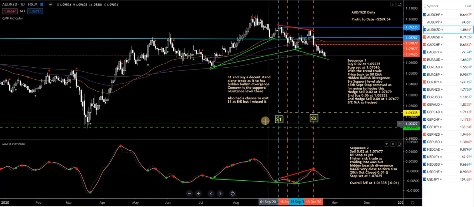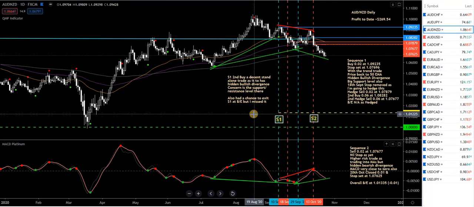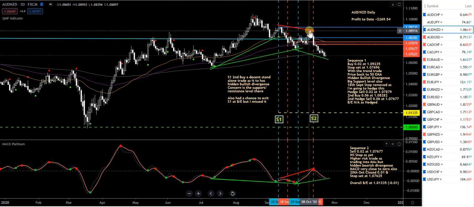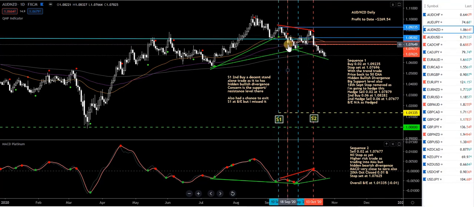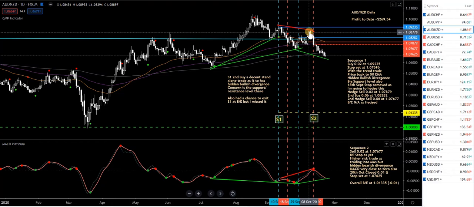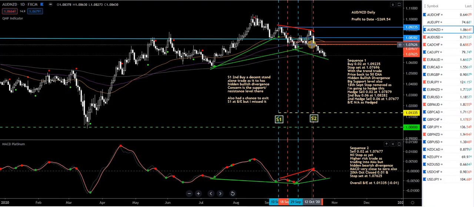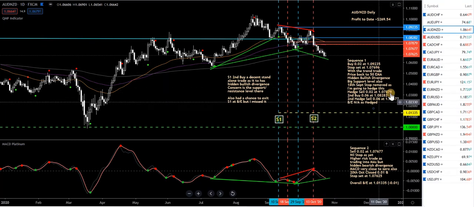Aussie New Zealand. Now this is one I'm in a couple of sequences. Sequence one here, and I'll probably mess this up. I had an opportunity to probably get out at break even in this area up here on the buy, hedge sell, second buy. I missed it. I didn't get out. I probably should have. It's just that the MACD wasn't up to the zero level yet, and it's gone through and now rolled over.